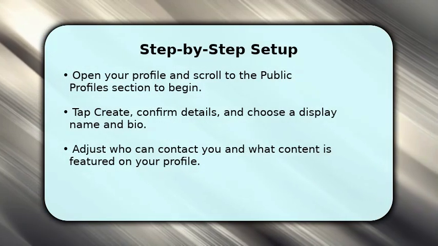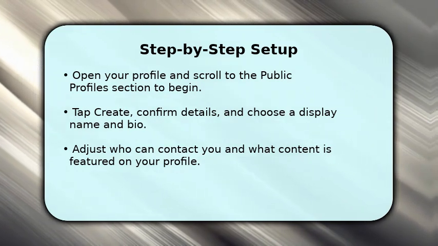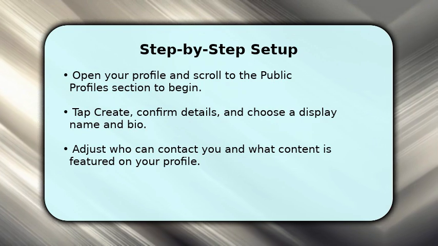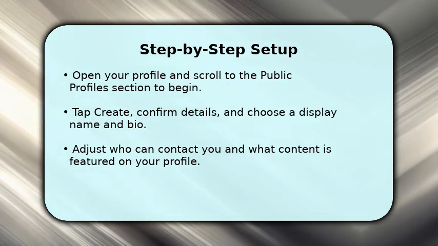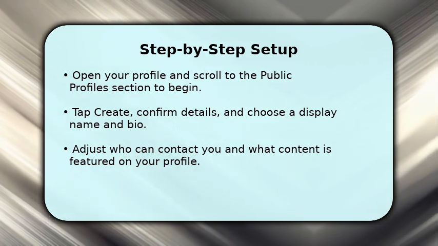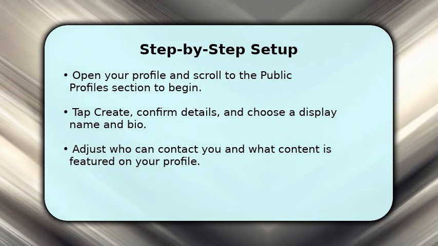Start by opening your profile and tapping the Public Profiles option, then select Create and follow the on-screen prompts to add a display name and bio. Choose a profile photo, pick featured stories or spotlight content, and review your privacy settings. Make sure to preview how your profile appears to others and finalize the setup when you are happy with your visibility and content choices.